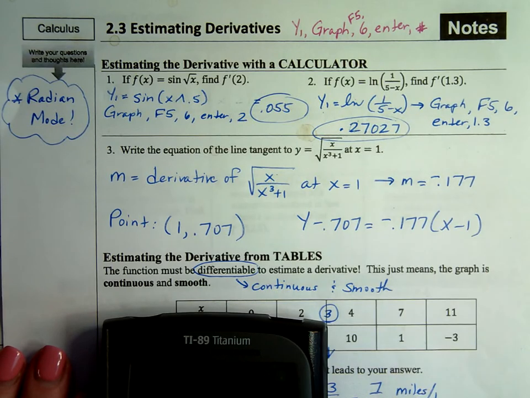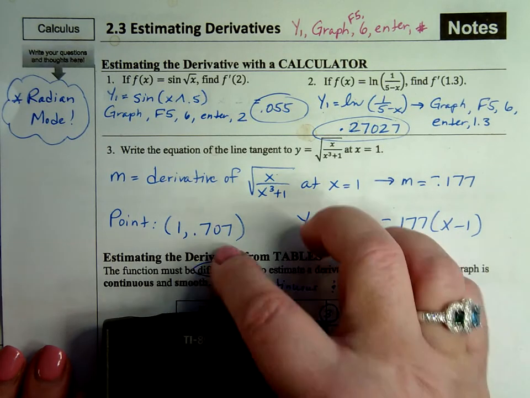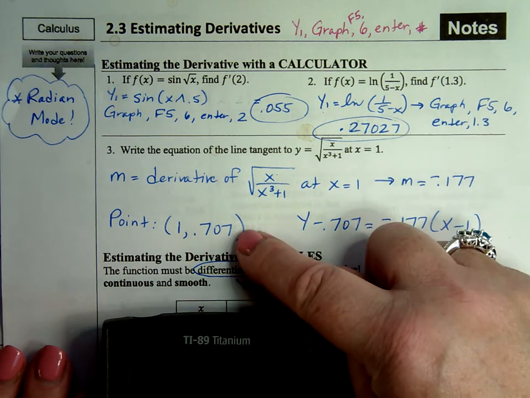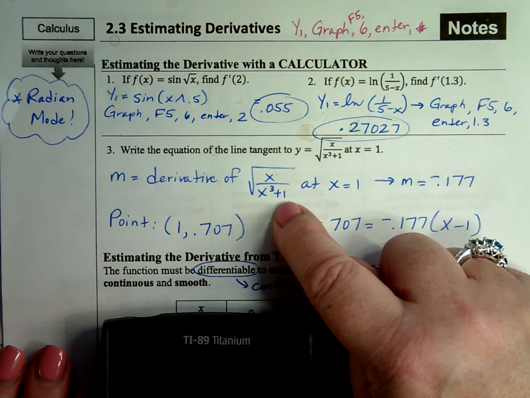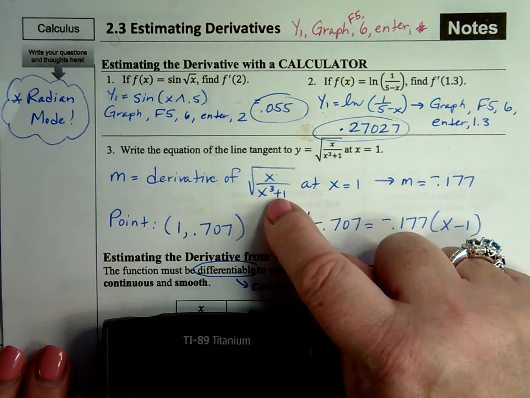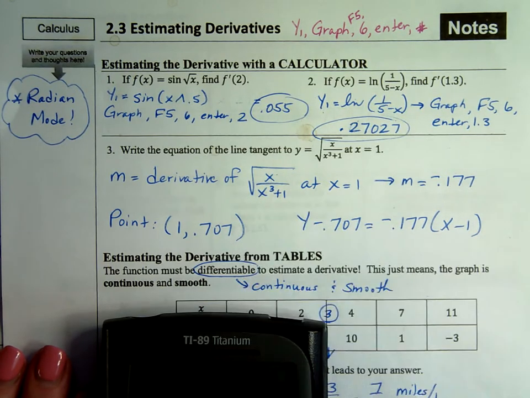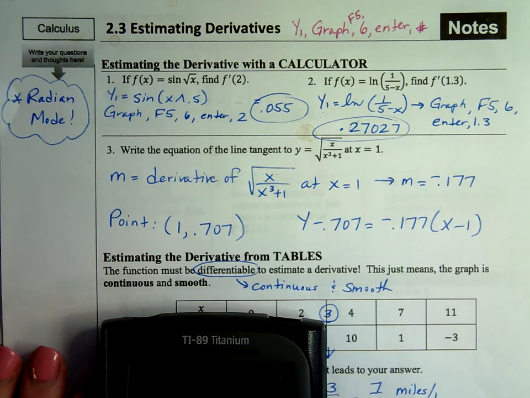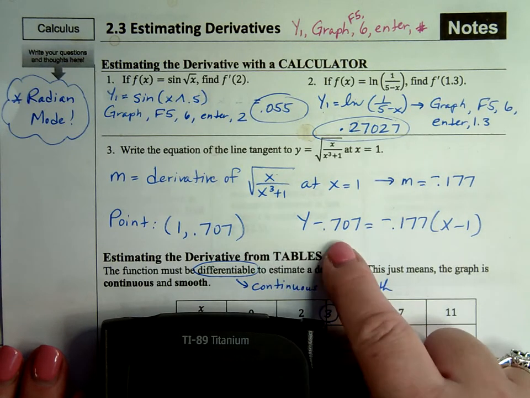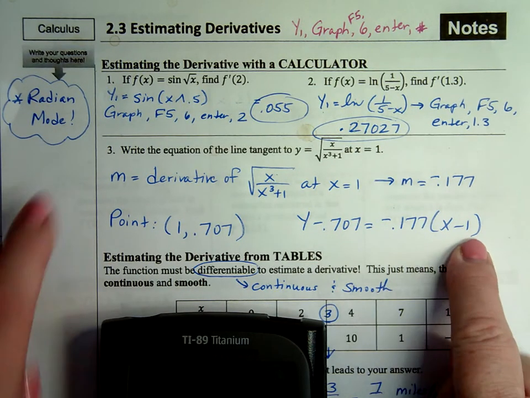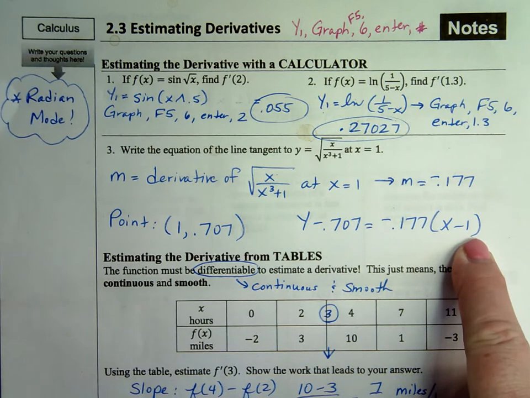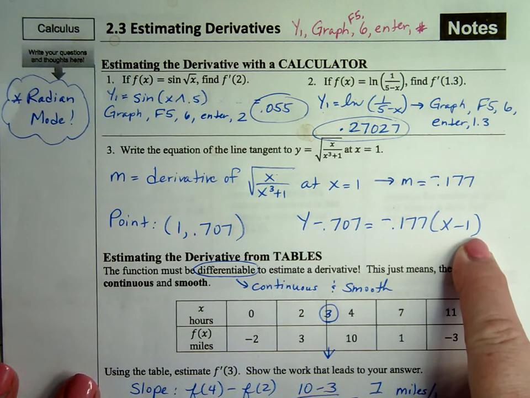But you also need a point. And so that point comes from what the y value would be if you plug a 1 in. So if you've got 1 over 1 cubed plus 1, you've got 1 over 2. You need the square root of 1/2. And that comes out to be 0.707. And then you put it in your point slope formula. So y minus y1 equals m times x minus x1. And there's your equation of a tangent line. I'll go through one of those in the example problems in just a minute.